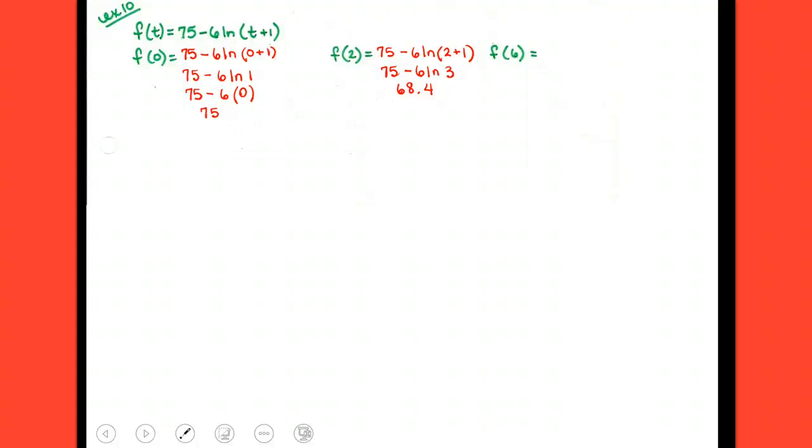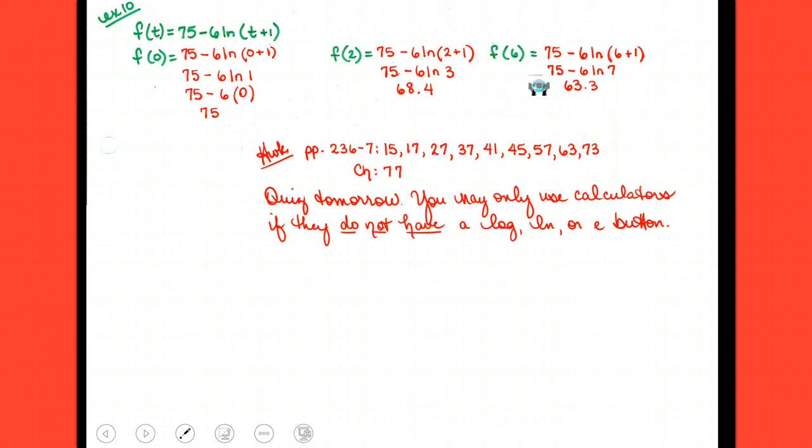All right, so what are we going to do to figure out how much they knew after 6 months? Plug in 6 for t, perfect. So if we put 6 in for t, again, if I didn't have a calculator with a log or an ln button, then this would be my answer right here. But if I do, I can go ahead and type that in. And after 6 months, they remembered 63.3% of the information.